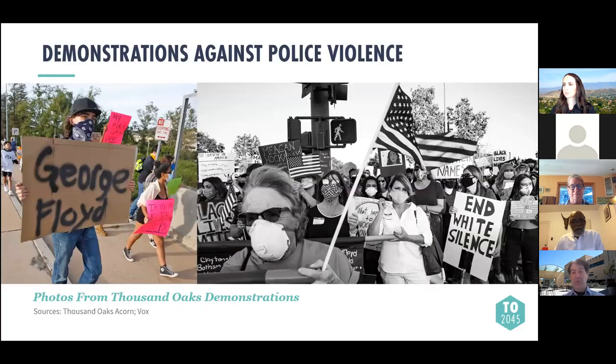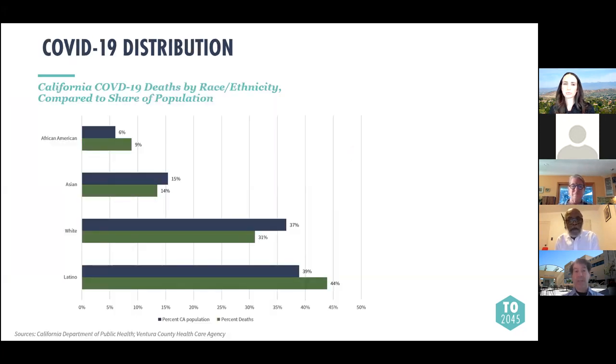So, we know that in recent months there have been lots and lots of demonstrations against police violence. These photos are actually from Thousand Oaks. The most recent was the killing of George Floyd. However, clearly he was only the latest in a long string of deaths that have occurred at the hands of police across the country. And again, I'm not pointing out Thousand Oaks here. I'm just saying that this is what's been happening all across the country. These images are from demonstrations that were going on in Thousand Oaks, so this is very relevant for the city.